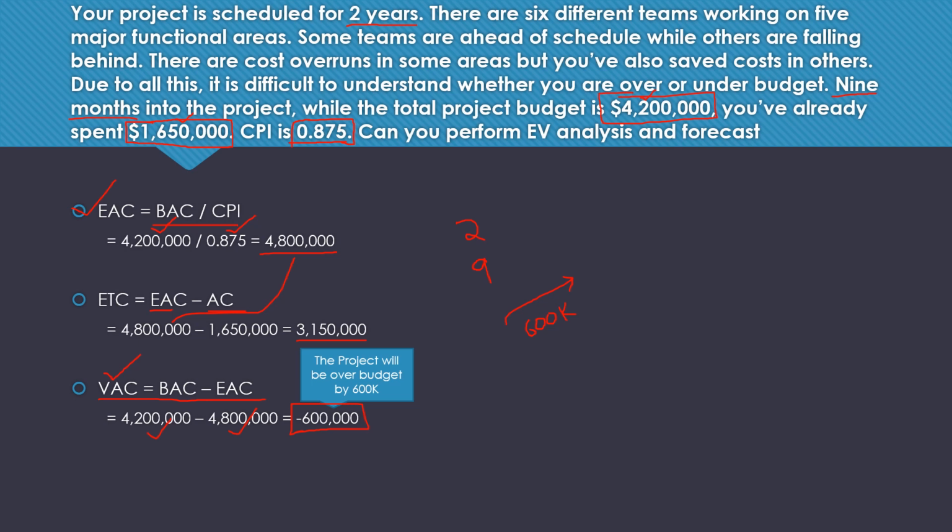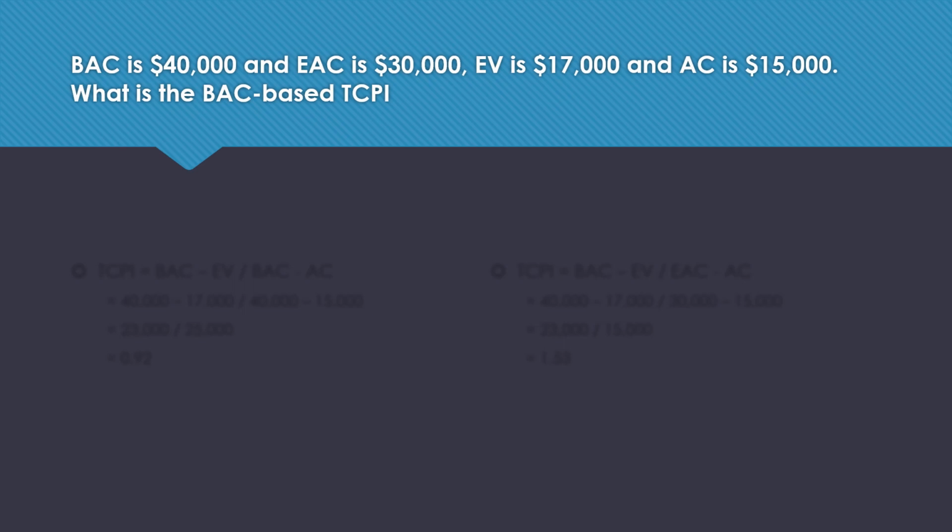Let's move on. Let's look at a final question where you need to calculate TCPI. Now this is a pretty simple question. I just wanted to use the formula for TCPI, so I've taken this up. BAC, budget at completion, is given as 40,000 US dollars. EAC, estimate at completion, is given as 30,000 US dollars. Earned value, EV, is 17,000 US dollars, and AC, actual cost, is 15,000 US dollars.